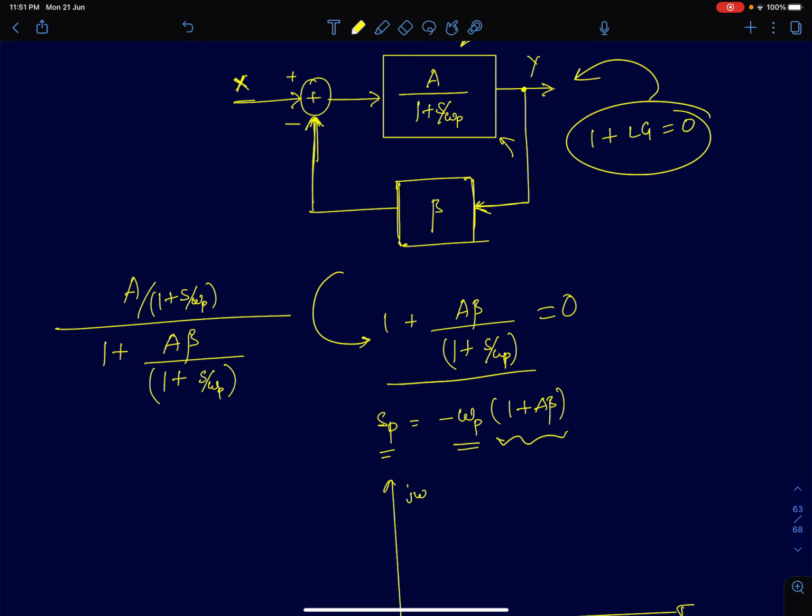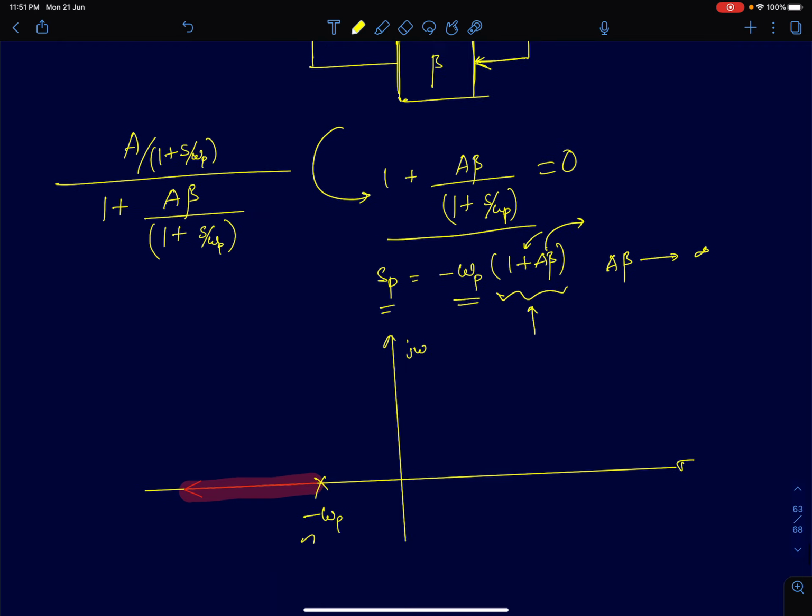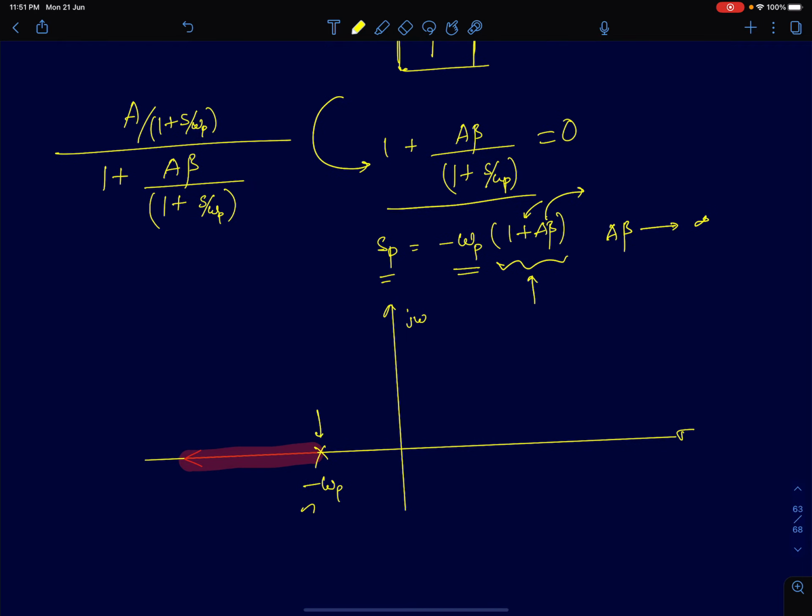So this is something we are already aware of. We said that if you take a single pole system and put it in negative feedback, the bandwidth extends by a factor of 1 plus A beta. Now this plus here is for a negative feedback system. As I vary the loop gain, which is the parameter we are varying, starting from 0 to infinity, the pole starts from minus omega p and becomes more and more negative.